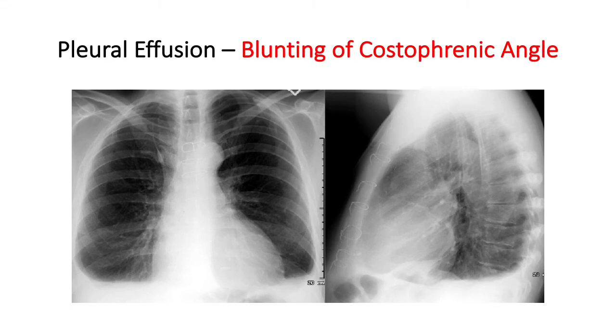Here's a different case. As you go through the ABCs, you'll notice as you get to the diaphragm, there is blunting of the costophrenic angles bilaterally, with a concave meniscal look to it. This is consistent with bilateral pleural effusion.